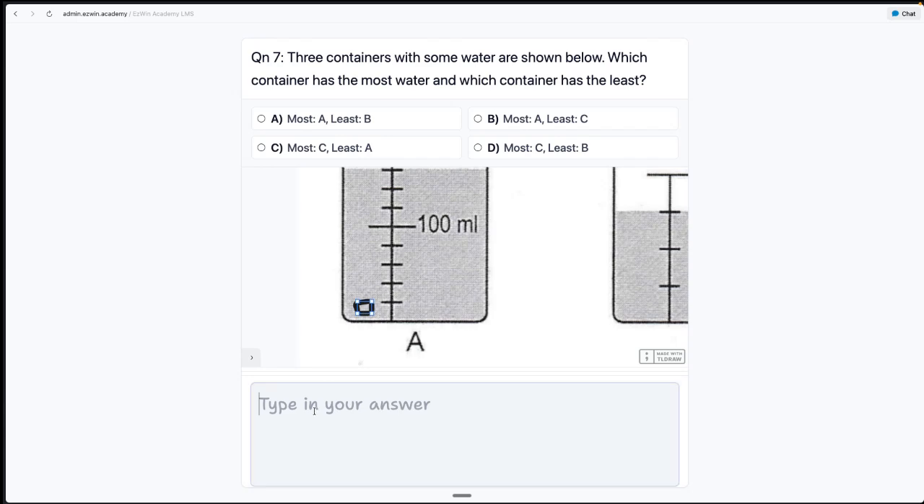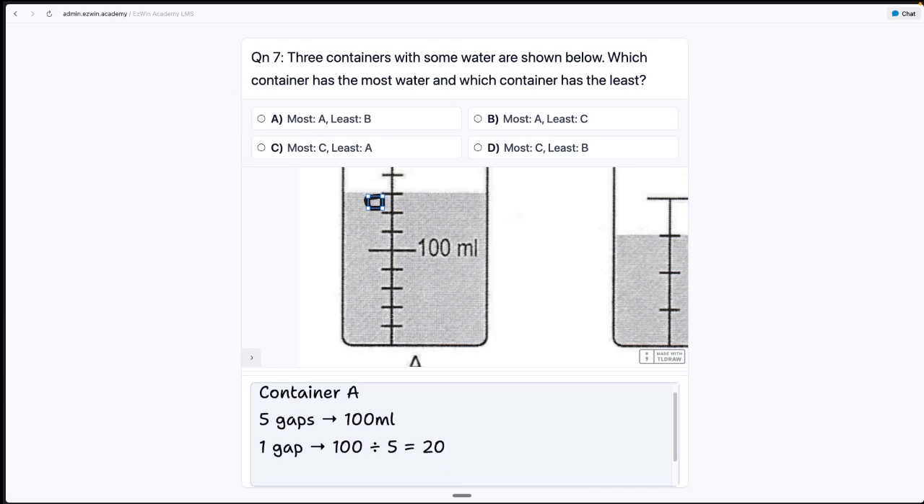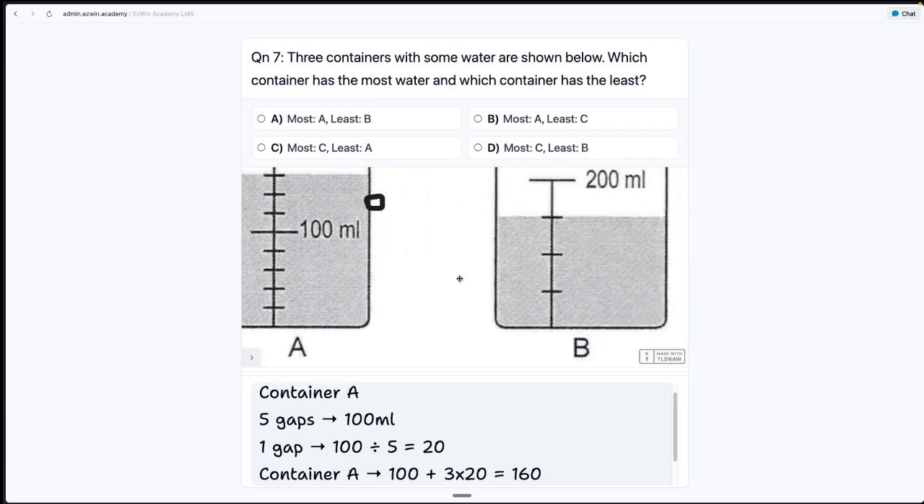So for container A, where we have the gaps, 5 gaps is equal to 100 milliliters. So 1 gap is equal to 100 divided by 5, which gives us 20. So for A, we know that 1 gap is 20. Going to the next one, 1 gap, 2 gap, and 3 gap. So container A is equal to 100 plus 3 gaps times 20, and this will give 160 ml.